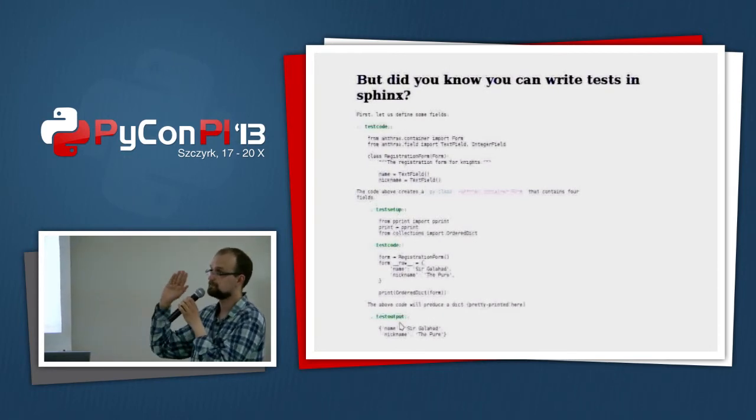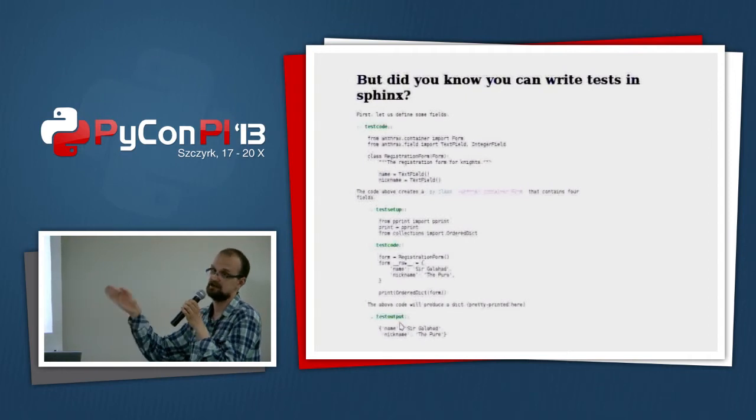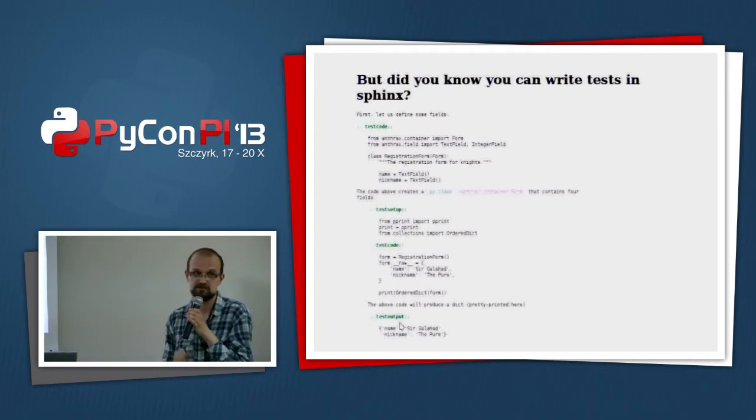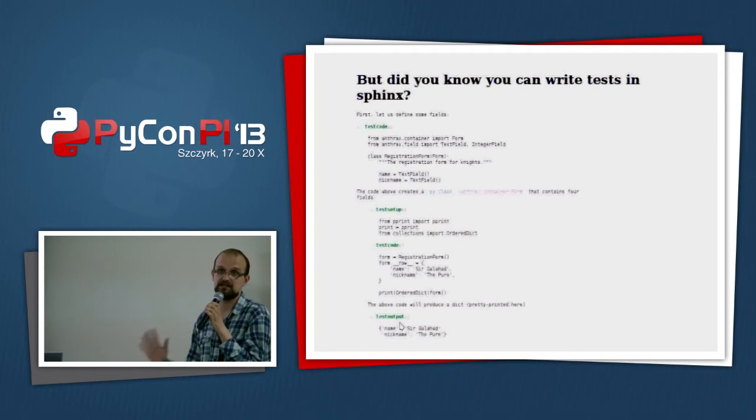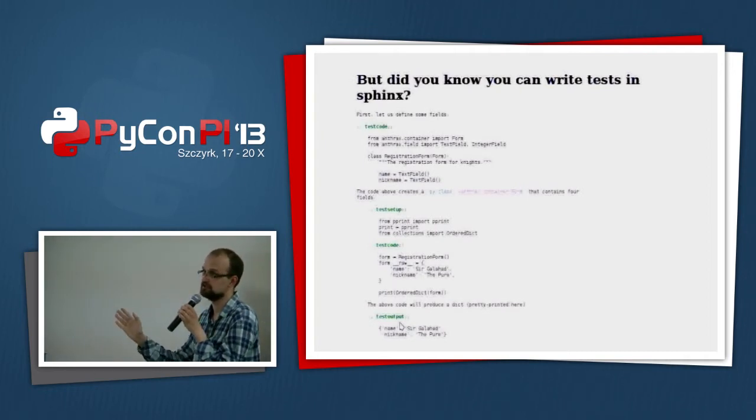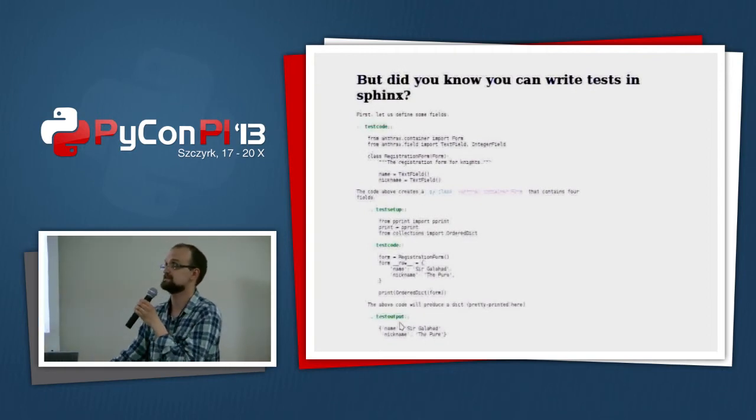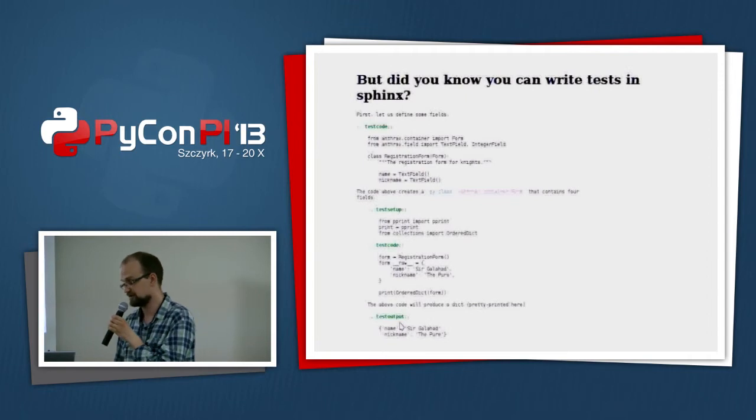I think that doctests or tests in Sphinx shouldn't be used as the only tests. They should be used as a test for our documentation only. And we should use ordinary unit tests to prevent the regression of our code.